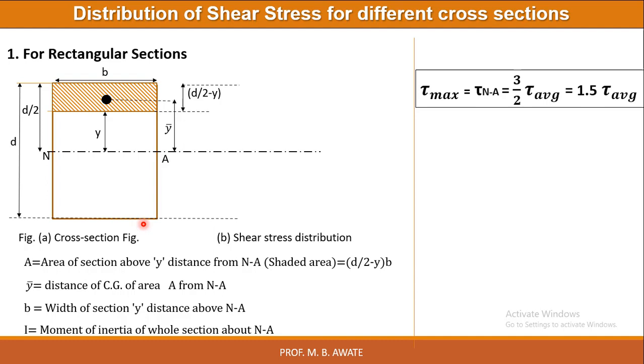And if at all we want to calculate the maximum shear stress, so maximum shear stress is 3 by 2 times the average shear stress, or maximum shear stress is 1.5 times the average shear stress. And friends, the maximum shear stress always occurs, as far as rectangular section is concerned, at the neutral axis. So tau max is equal to 1.5 times tau average. So what is tau average or average shear stress? Average shear stress is the ratio of shear force to the area. Okay. So now we will plot the shear stress distribution diagram for the rectangular section.